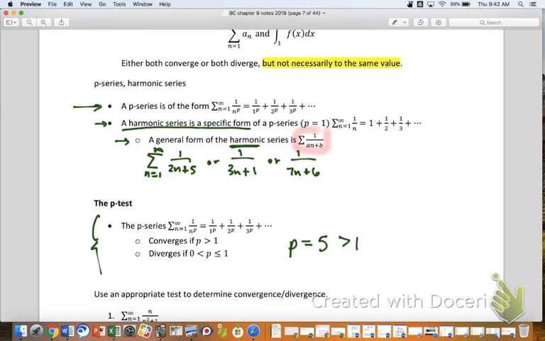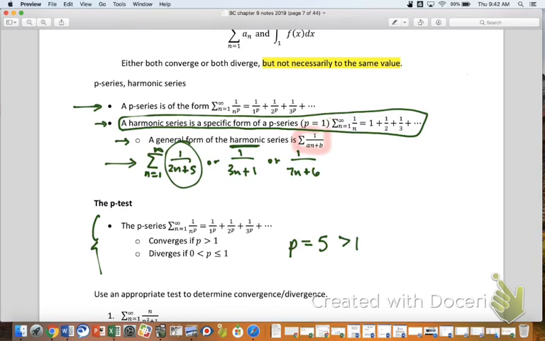A harmonic series is a specific form of the p series when p is 1, right? You can see the p is 1, but then we can extend it into a more general form of 1 over an plus b. We could show pretty easily divergence on these. So here's the short story: all harmonic series diverge.